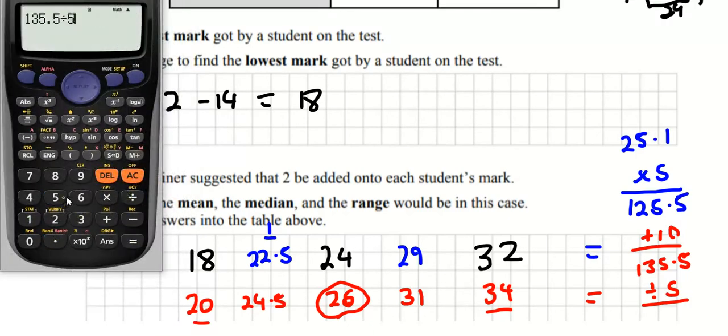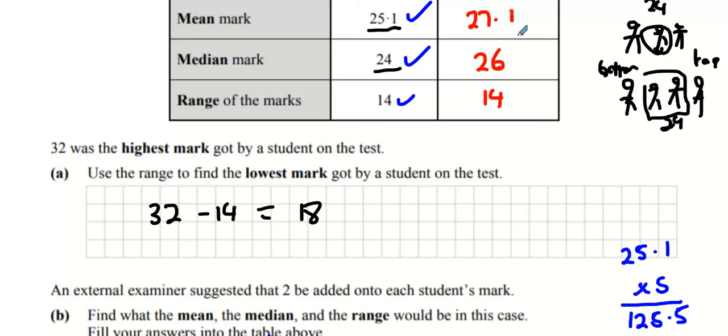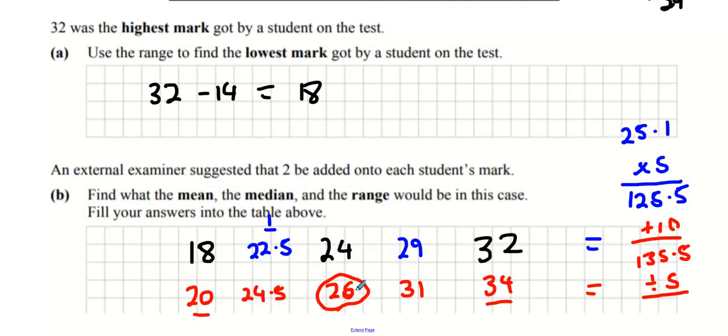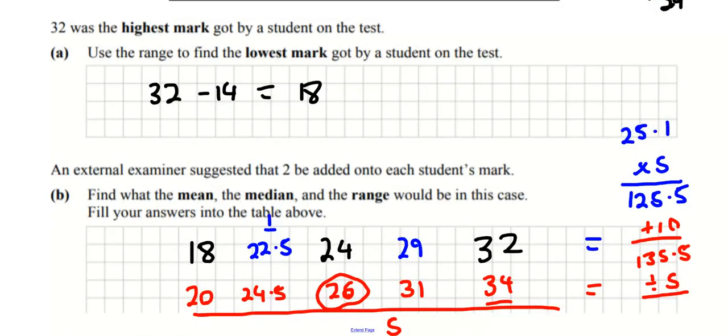divided by 5. And you get 27.1 as your new mean. So that also goes up by 2. Okay? You could also add all these ones up together, add up all the new numbers together and divide by 5, and you'll still find out it's 27.1. Whatever you want to do. Okay, so we answered these questions here.